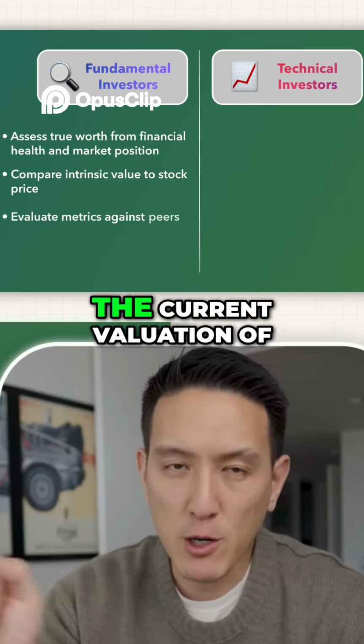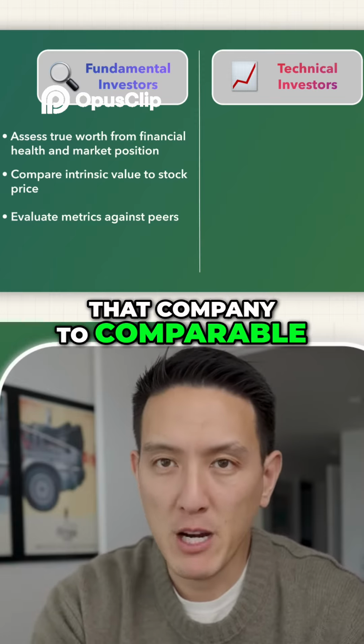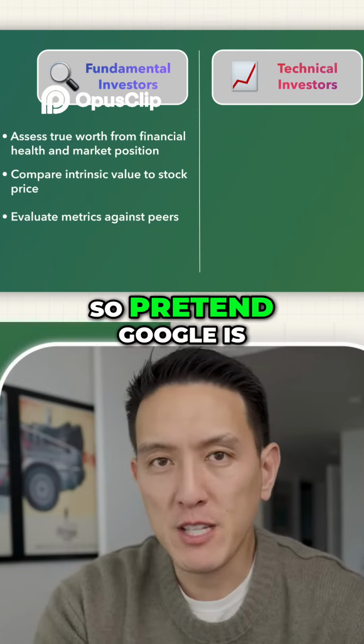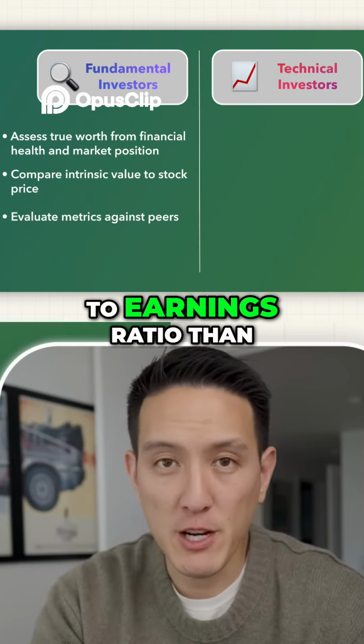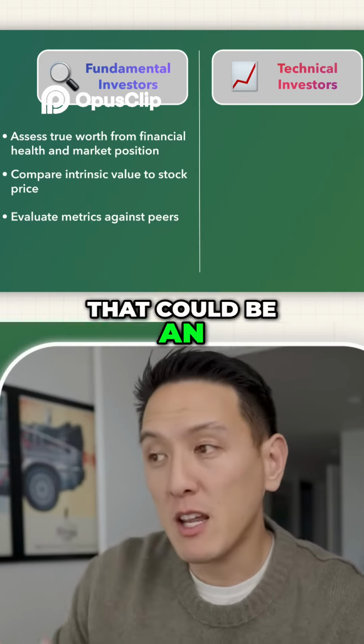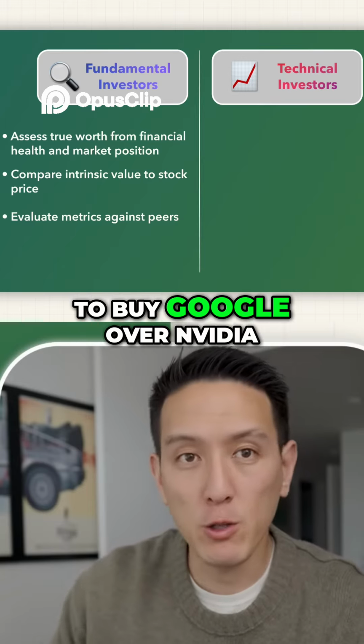They can also compare the current valuation of that company to comparable companies within that industry. So pretend Google is an undervalued tech stock because it trades at a much lower price to earnings ratio than, say, Nvidia. That could be an indicator for an investor to buy Google over Nvidia.